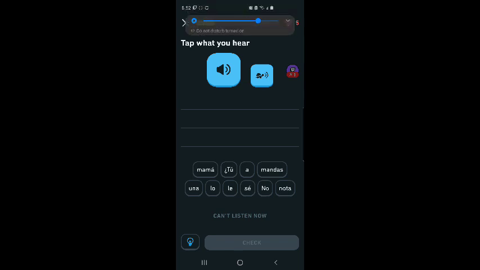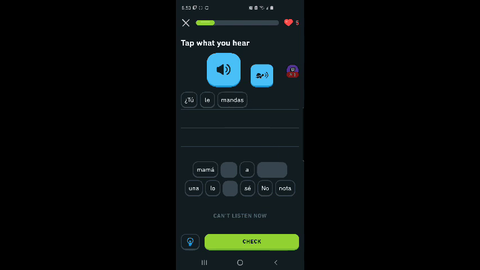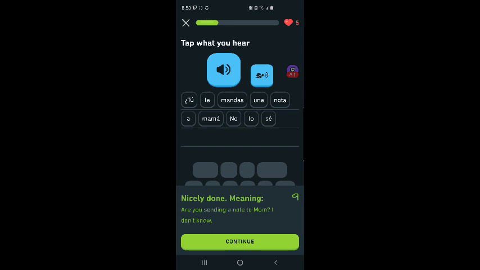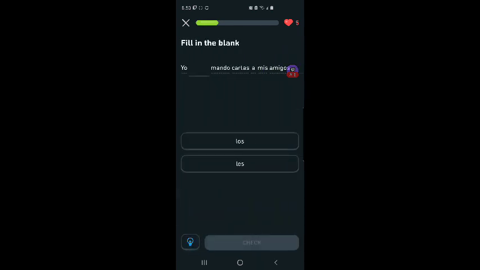¿Tú le mandas una nota a mamá? No lo sé. Le mandas. Le. ¿Tú le mandas una nota a mamá? No lo sé. Nota. A mamá. Are you sending a note to mom? I don't know. Yo blank mando cartas a mis amigos.